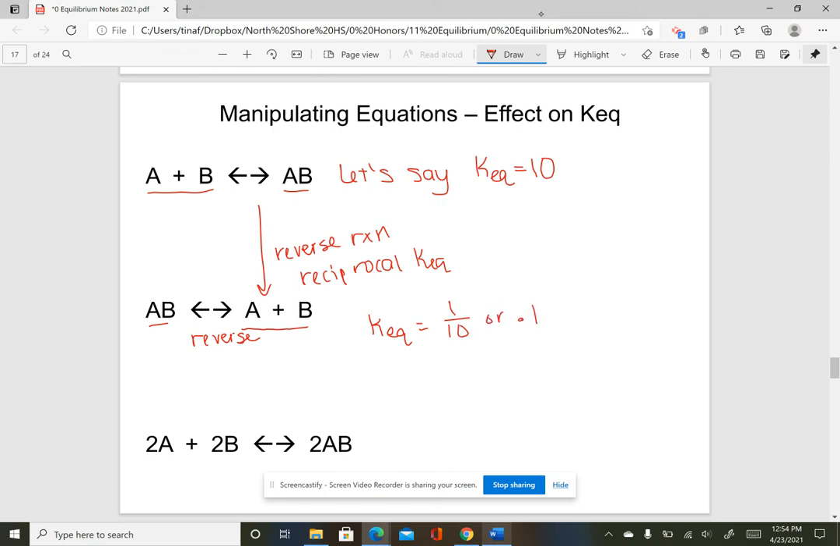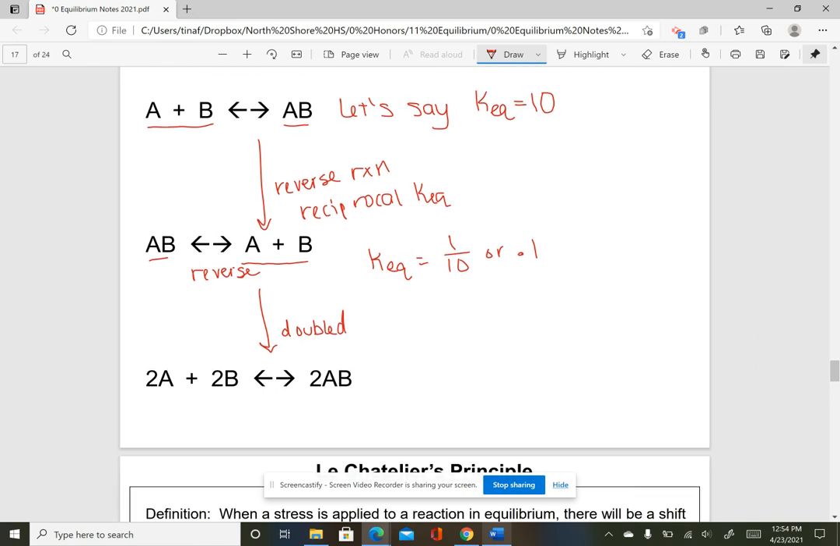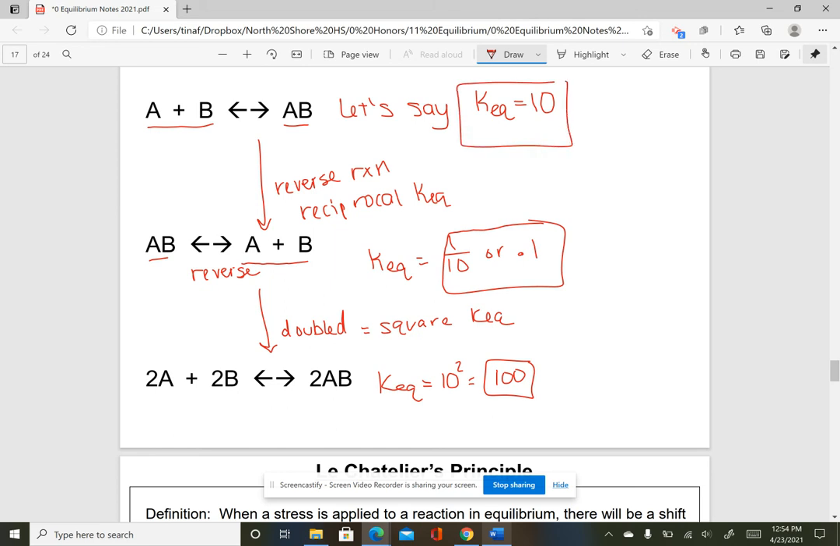Okay? Here, I doubled the coefficients. So if you double the coefficients, you're going to square the KEQ. So KEQ equals 10 squared, which is going to equal 100. Again, these are just more shortcuts for when they change an equation in equilibrium and they want you to get KEQ. All right, so that's it for equilibrium, guys.